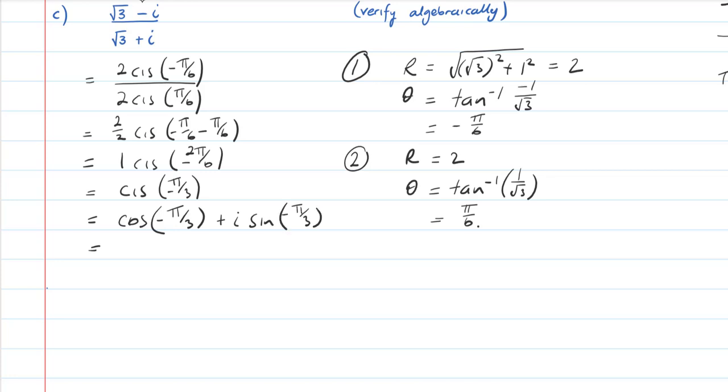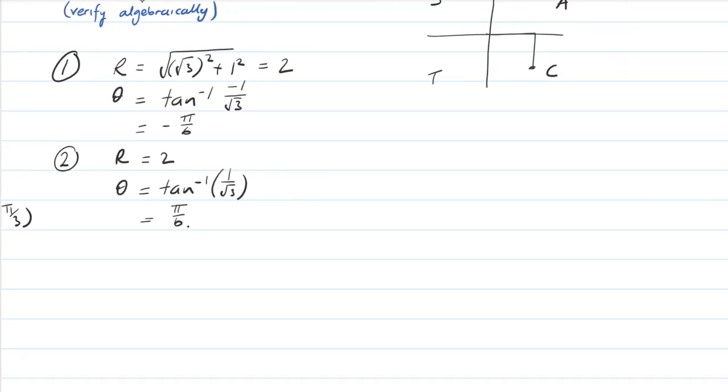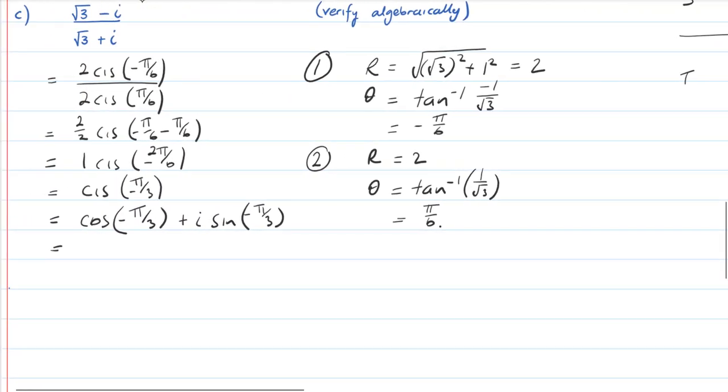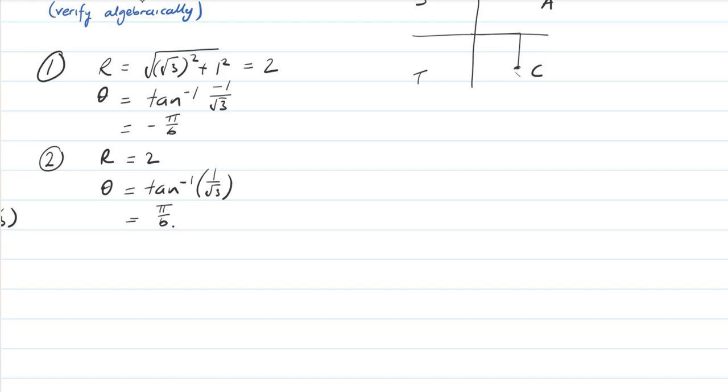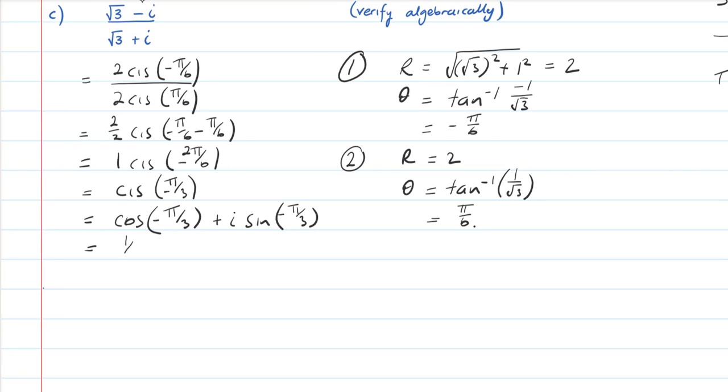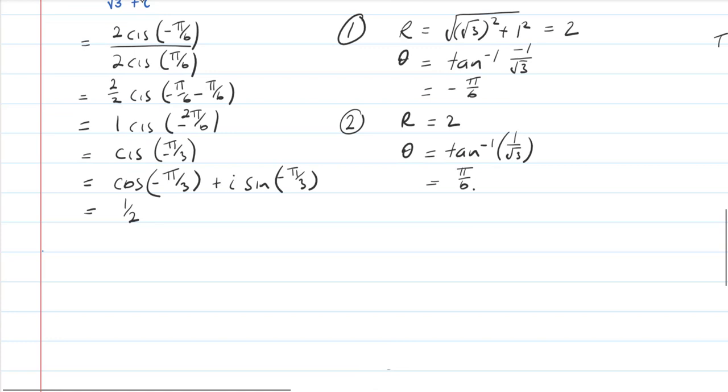Now cos of negative pi on 3, we're still dealing with over in this fourth quadrant, keep in mind. And cos is actually positive in that fourth quadrant. So it's the same as cos of pi on 3, which is cos of 60. So this is equal to a half. And then over here, I've got sine of negative pi on 3, but sine's negative in the fourth quadrant. And root 3 over 2 is the exact value. So minus root 3 on 2 i.